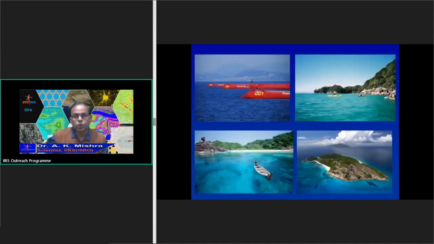So coming to the ocean color, when we go inside the ocean we see blue color of the ocean, and the blue color gradually changes into green color when we approach towards the coastal area. And if the water is not turbid, very transparent, we can see the ocean bottom features.